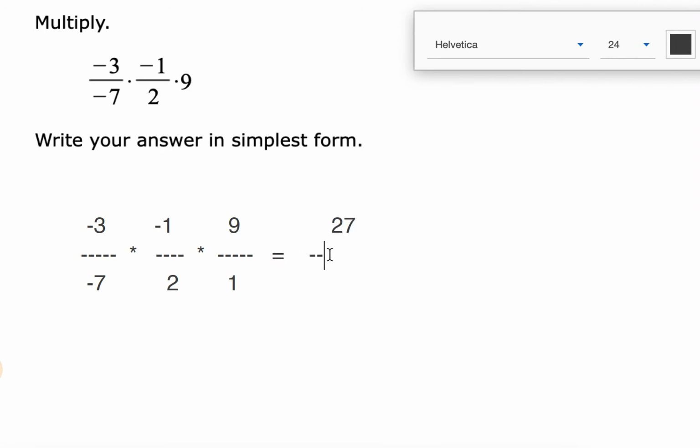And then multiply straight across the bottom of the fractions. So I'm going to do negative 7 times 2 makes negative 14. Negative 14 times 1 makes negative 14. And so that's the answer.